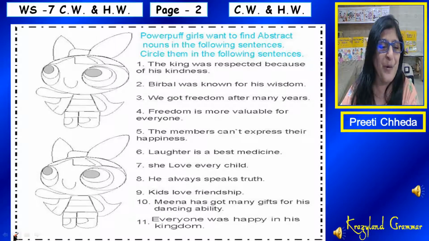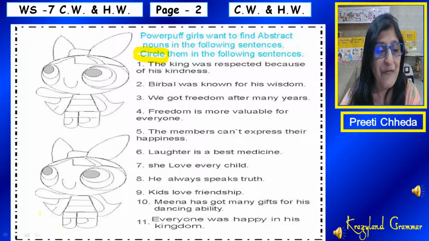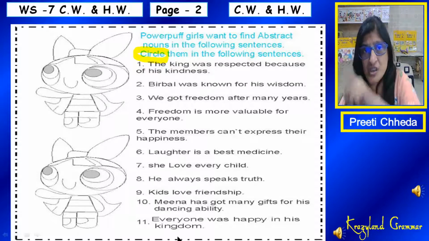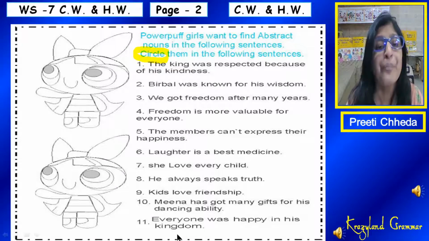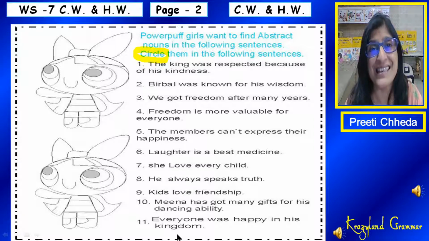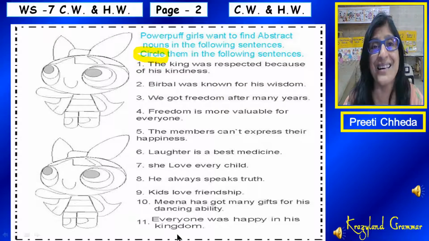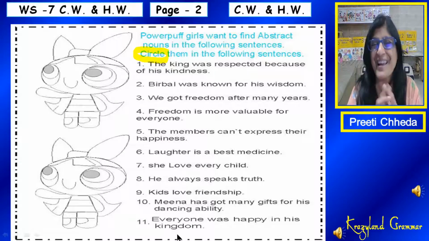See, the most important thing I need to highlight is you need to circle them and not underline them. And if you don't read properly, what you do is underline. And when the instruction says you have to circle, circle also means encircle, both mean the same. So circle or encircle the correct abstract noun. मगर आपको आता है और आपने सर्कल नहीं किया और अंडरलाइन किया तो क्या होगा?